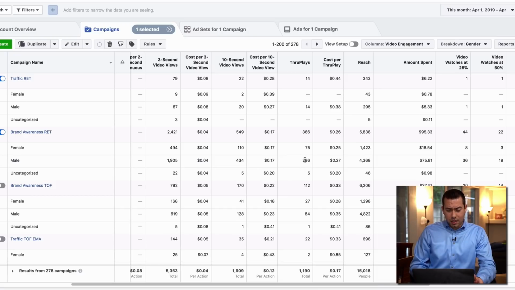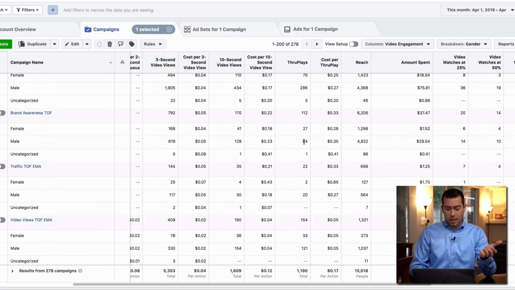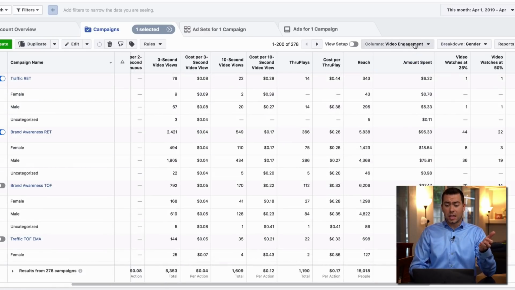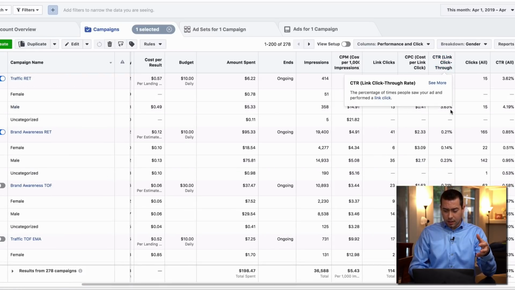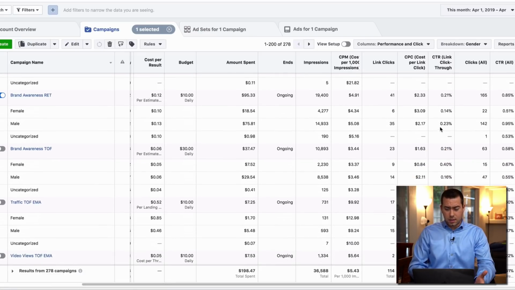So looking at this data, you can see males, 286 of the people are males that watched the video for 15 seconds. Right here, 14 people. Right here, 84 are males, 20 are males, 121 are males, and that's just the video engagement. Now let's look at the actual clicks to see the click-through rate. So males have the highest click-through rate on that one. Let's see here. Males is higher. Males again for the win.